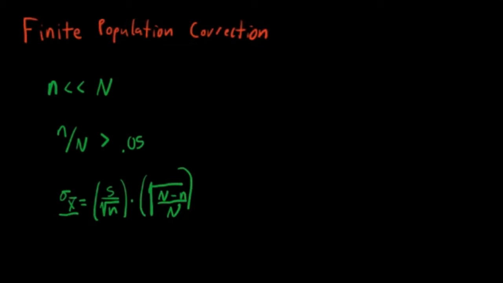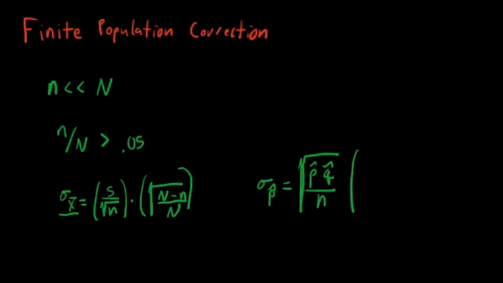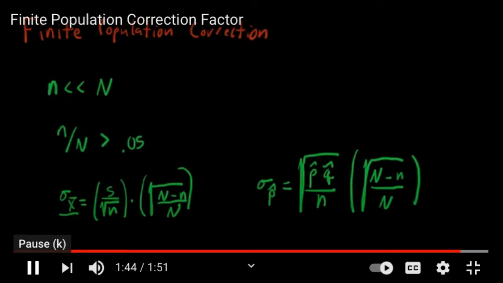And that same formula can be imposed for our sigma sub p hat, which would then come out to be the square root of p hat times q hat all over n, and then that value multiplied by our correction factor, the square root of cap N minus little n over cap N as well. And that's just the method that we're going to use to impose a correction factor on our standard deviation for our sample means. Okay, but remember, this is a criteria.